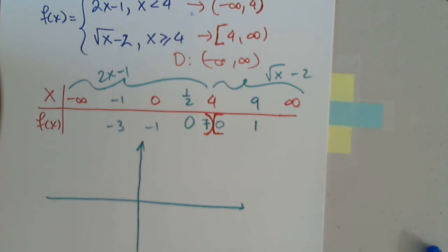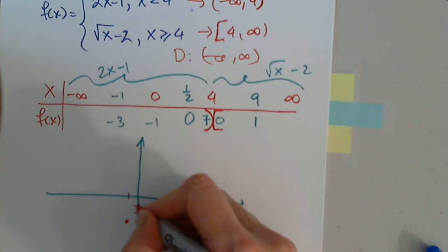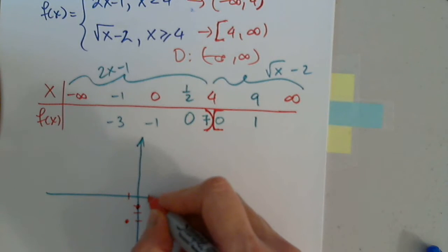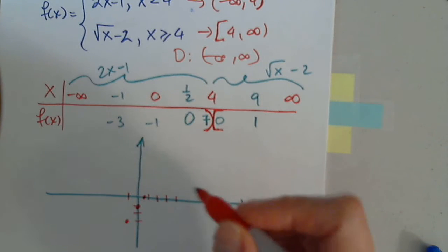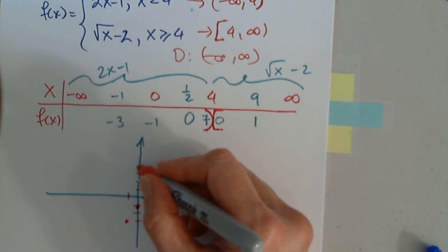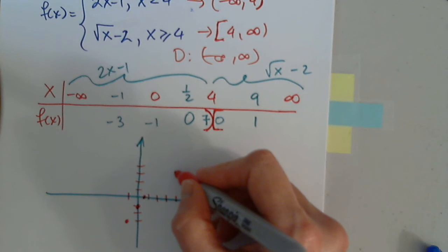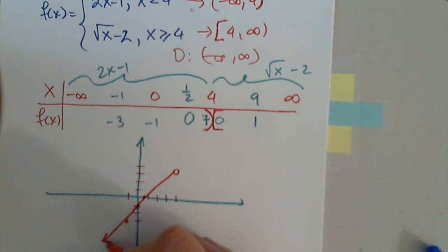I will graph in two different colors. So negative 1, negative 3, full point. 0, negative 1. 1/2, 0. 1, 2, 3, 4. So I'm going to say 2, 4, 6, 8. So right here, and this is an open point, of course, because my unit is not perfect.